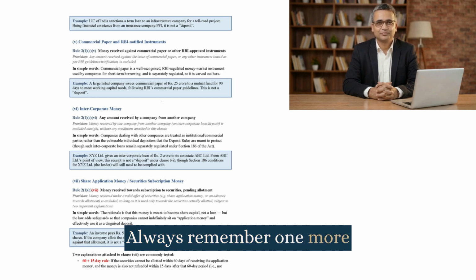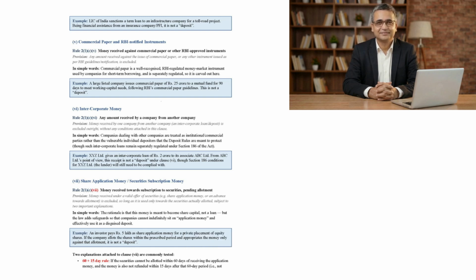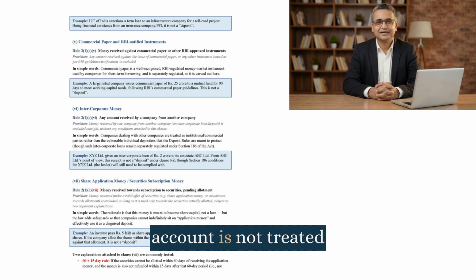Always remember one more important point. The money must actually be refunded. A mere accounting adjustment or transfer to another account is not treated as a valid refund.